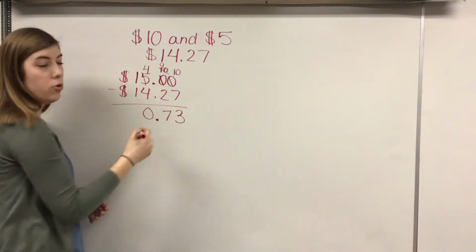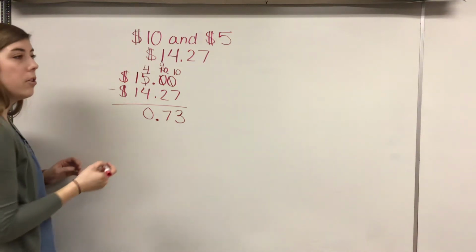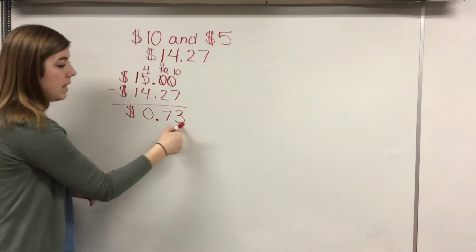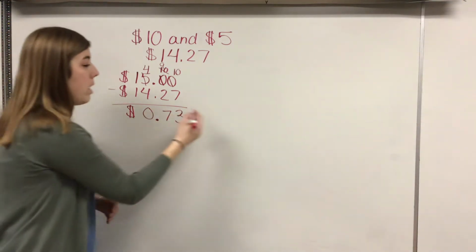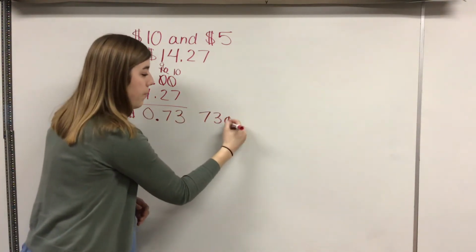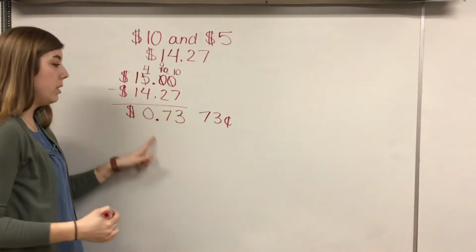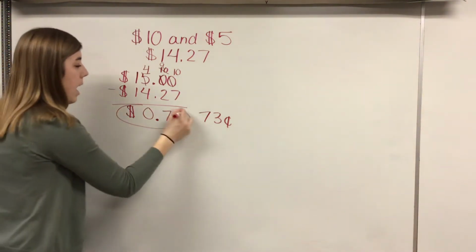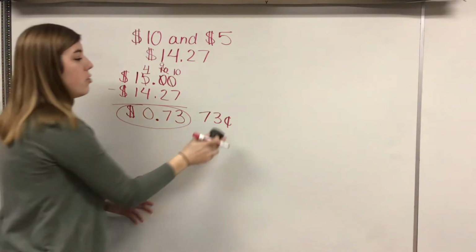The decimal comes straight down just like it normally does when we would add or subtract. I'm going to put my dollar sign out in the front. This means I get 73 cents back. We're going to move away from doing this to indicate cents and move towards this now that we're more familiar with decimals. So this right here says that I will get 73 cents back in change.